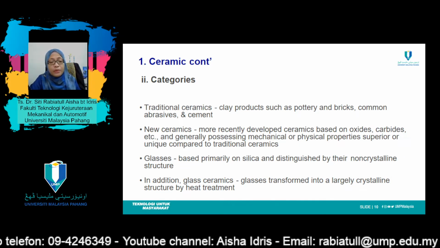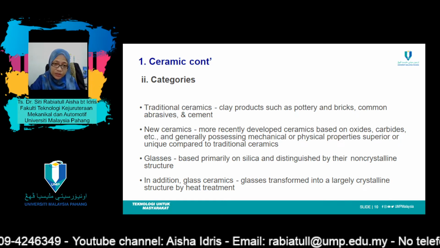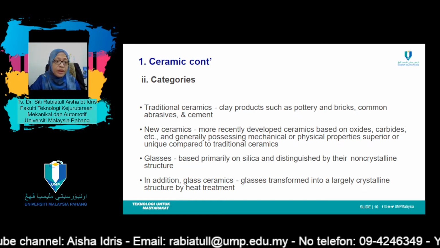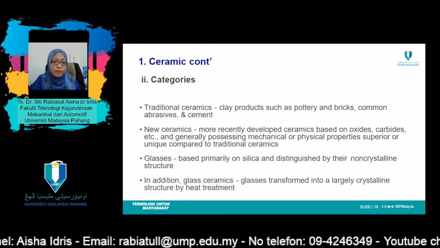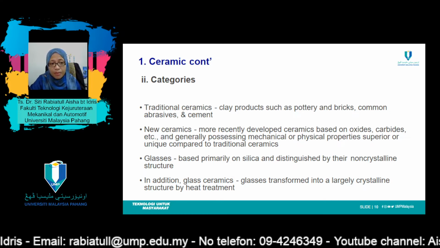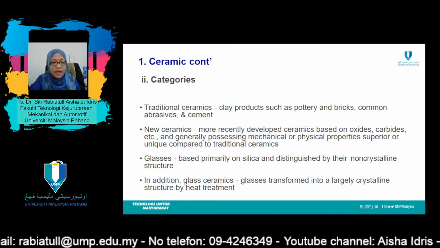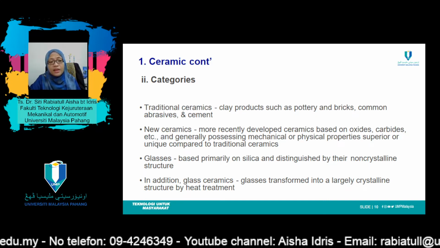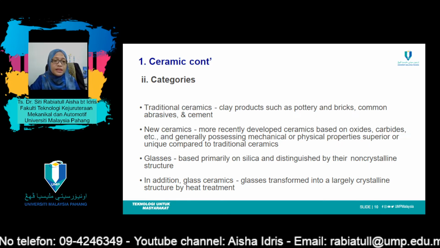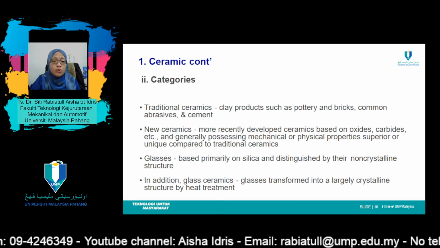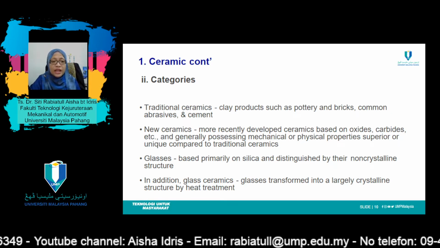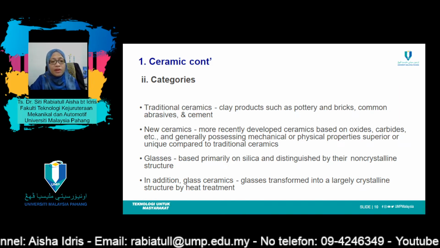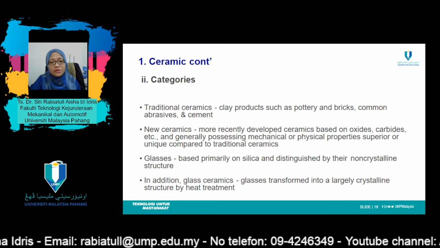There are various types of ceramic which can be found, like traditional ceramics, where their products include pottery, bricks, abrasives, and cement. Second is new ceramic. This is considered a new invention of ceramics, which is developed based on oxides, carbides, and so forth. And they have superior mechanical or physical properties as compared to traditional ceramics. The third one is glass, which is based on silica and distinguished by its noncrystalline structure. In addition, there is also glass ceramic under this category, whereby this type of glass is transformed into a largely crystalline structure by heat treatment.